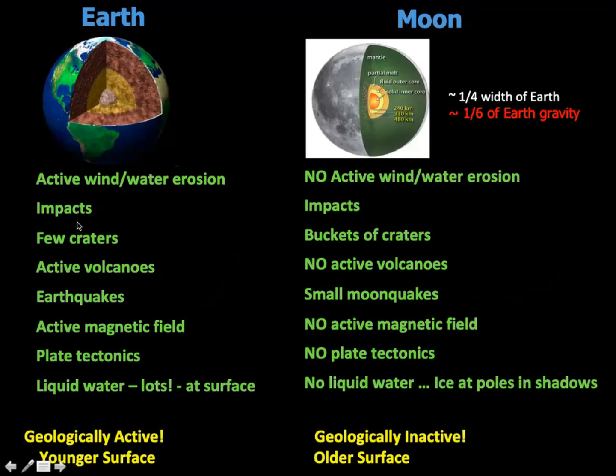We have impact craters, but if you count the number of impact craters between Earth and Moon, you can notice that a large number of impact craters are present on our Earth's Moon. Few craters are there on Earth, and a lot of craters are there on the Moon.